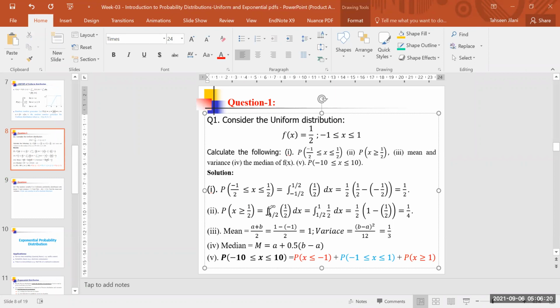Because this is a lower limit, and this is b. Whenever we solve for the mean, we need the parameter values. The parameters are the lower limit, which is -1, and the upper limit, which is +1.